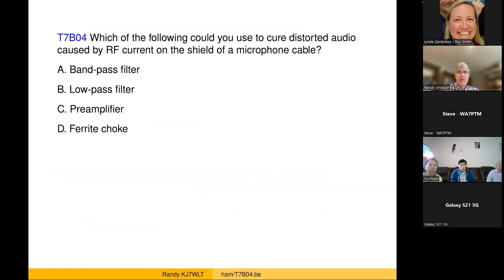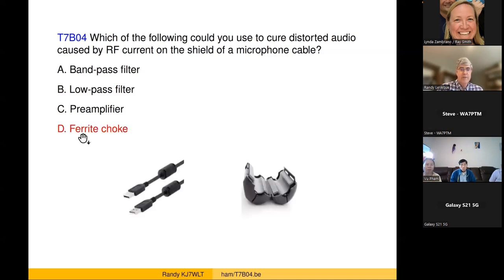Which of the following could you use to cure distorted audio caused by RF current on the shield of a microphone cable? Since they're talking about RF current, radio frequency current on a cable of some sort, there are all sorts of cables that can generate RF frequencies that can be a problem. The general solution is to use something called a ferrite choke. Ferrite means a piece of iron typically, and choke refers to the fact that it filters out some of these frequencies that can be a problem if they're generated on cables.